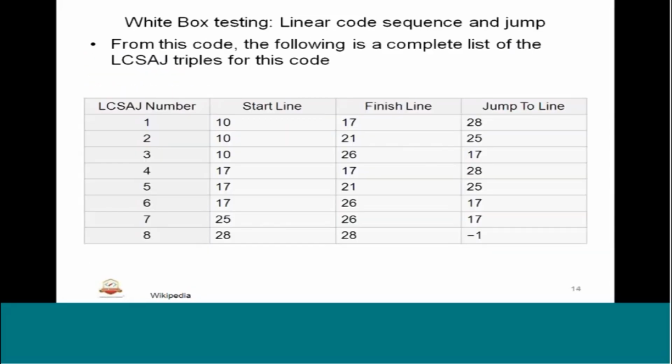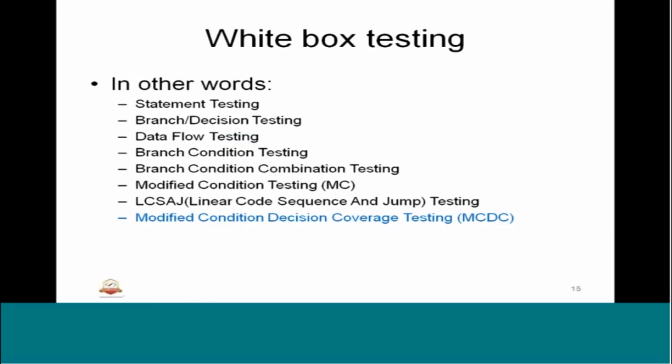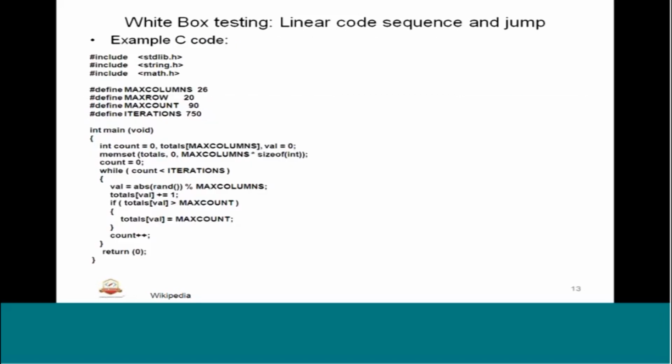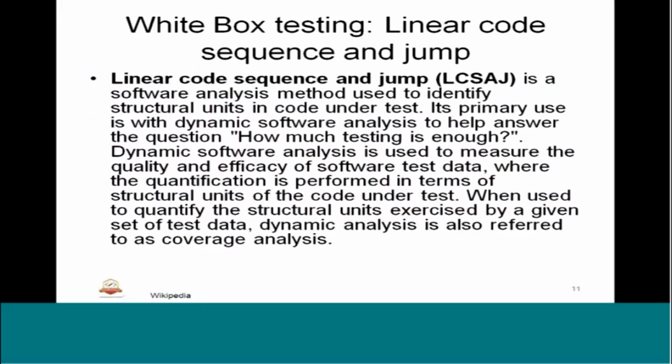So likewise, we are going to have start line, finish line, and jump to line. So they draw a table for this. Okay, so that is about LCSAJ. It's a quick understanding of where they use the TER, test effectiveness ratio. With the help of LCSAJs, they use the linear sequence of executable code, when it starts and when it ends, and the target line to which the control flow is finally transferred. So that is how they are going to test it.